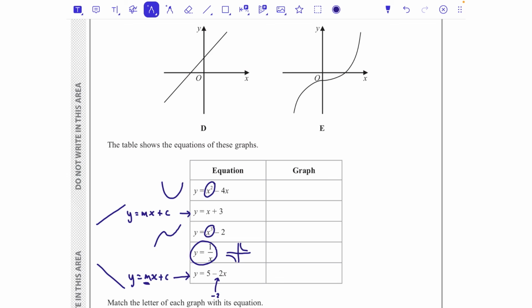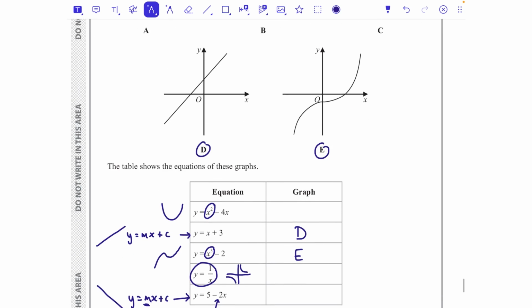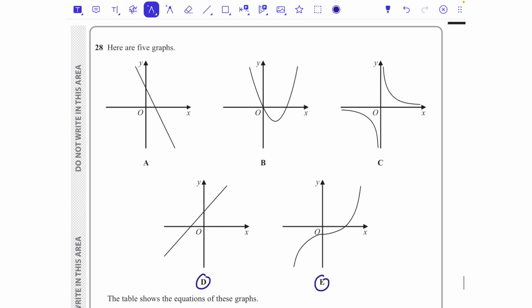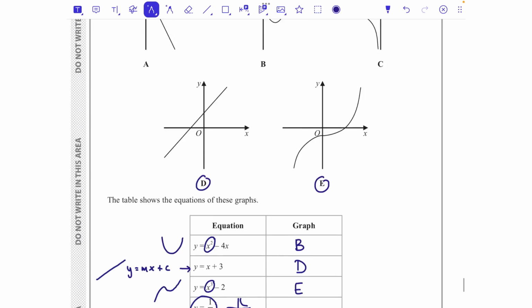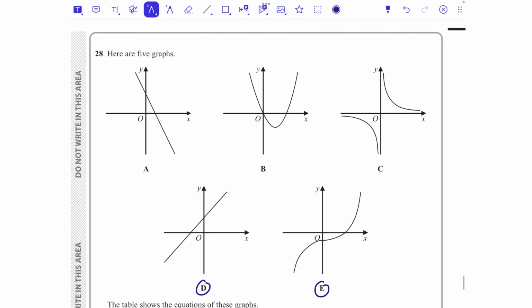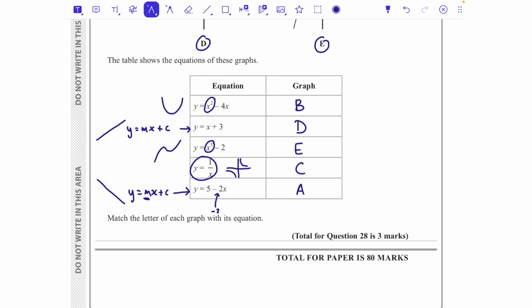So that one, D, is looking like this one. And this one, E, is our wiggly graph, the cubic. So that's looking there like that. And then I've got the quadratic, the first one, that's going to be B. And then I've got my reciprocal graph, C, that's the one that looks a bit like a fraction. It's got a top bit and a bottom bit. And then I've got my negative line there, A, coming down, and that's that one. So B, D, E, C, A, but definitely obviously have a go and don't leave that blank.